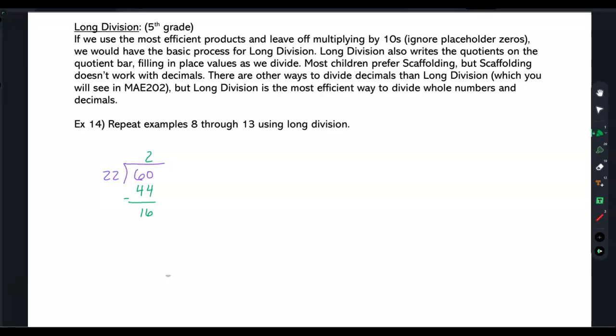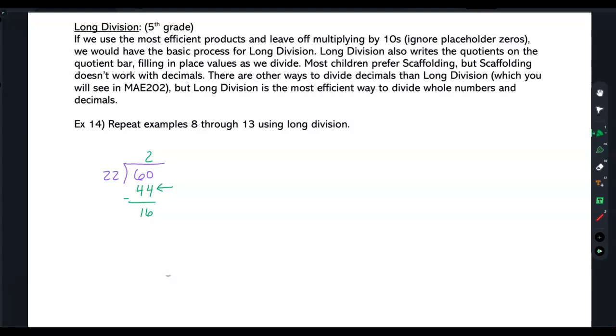So how do I know if I picked correctly? You need to check. Did I pick the right number? Is 2 the correct number? One thing you want to check for is when you multiplied, what you got here, was it smaller than the 60 that we're trying to subtract? Since 44 is smaller than 60, I know that I did not pick too big of a number. If I had tried 3 instead of 2, 3 times 22 is 66. So this would have been a 66 instead of 44. That's bigger than 60, so that would tell me I picked something too big.